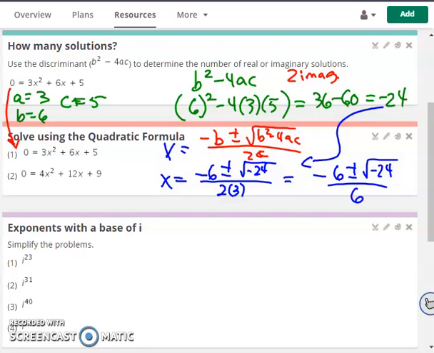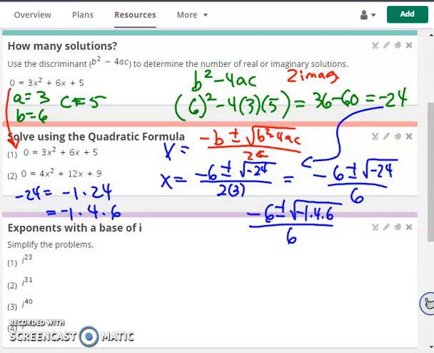Now the square root of negative 24. Negative 24 has the negative 1 as a factor, and then the 24. So what we're looking for, does the 24 have a perfect square factor? And if so, the answer is yes. We're going to select the largest number, and that would be 4. So this problem is going to become negative 6 plus or minus the square root of negative 1 times 4 times 6. That's what we're going to replace the negative 24 with.